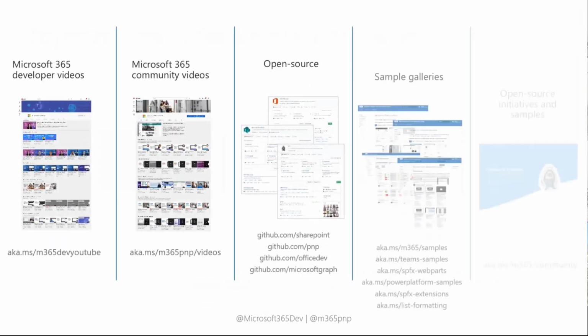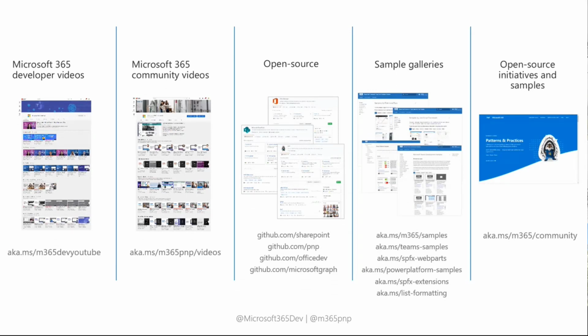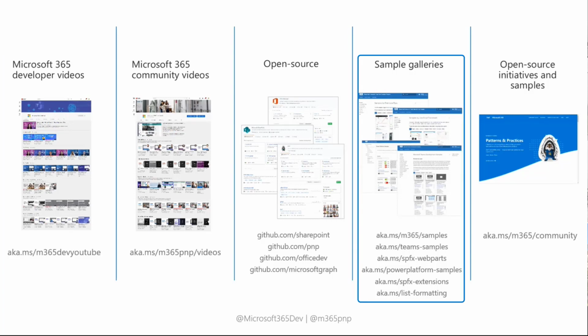So what are some of those resources that we're talking about? Well, we've got a lot. We've got videos available, developer videos, community videos. We've got open source programs and initiatives like CLI for Microsoft 365, PnP PowerShell. We've got sample galleries aplenty. They are available to you at an all-up one-stop shop of aka.ms/m365/samples, but there are a number of ways to see the individual sample repositories. So things like Teams samples, SPFx samples, Power Platform samples, list formatting, ACEs, you name it, we got it.